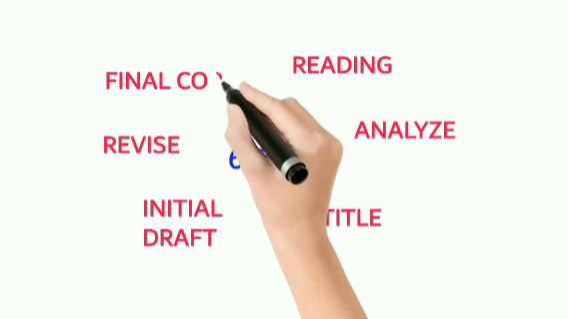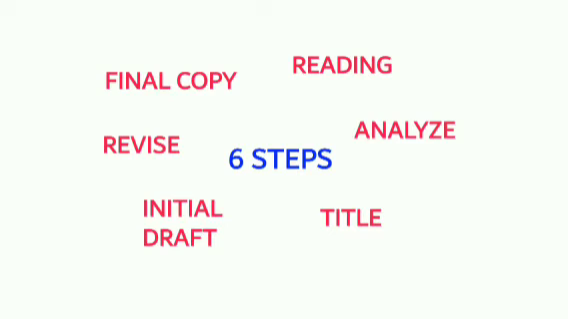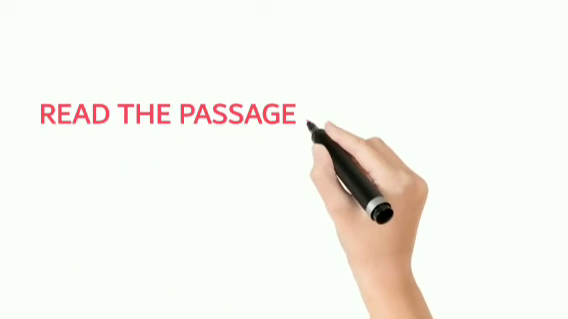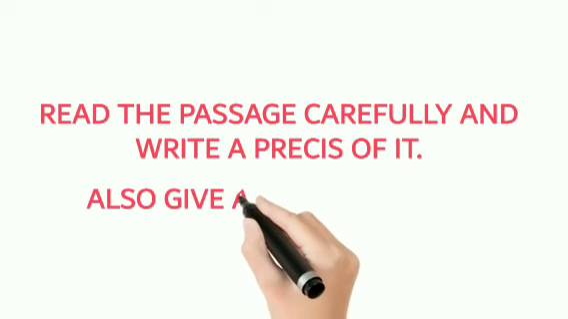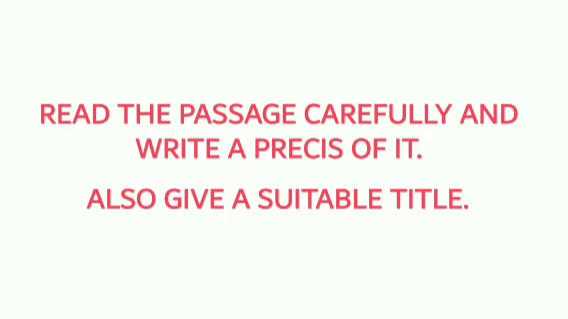Step number 6 is the final copy. Write down neatly the fair copy under the heading you have selected. So these are the 6 steps that you need to follow while writing a Precis. Now let's understand it with an example. Read the passage carefully and write a Precis of it. Also, give a suitable title.